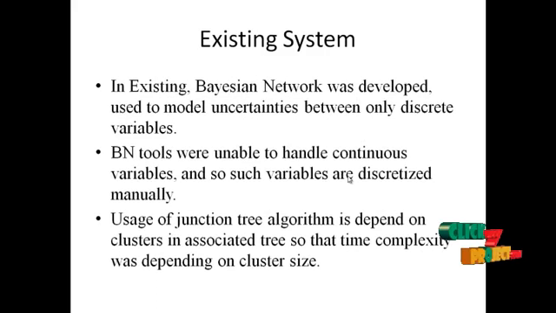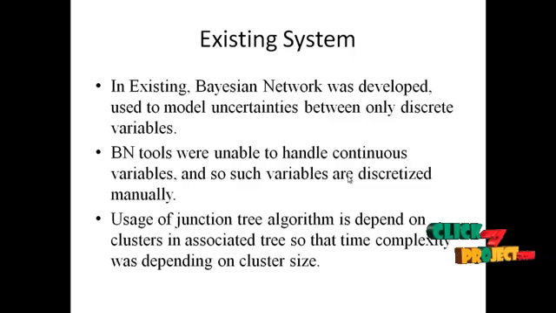In existing systems, they use the Bayesian network. It can be developed only for uncertainties between discrete variables. For continuous variables, they have to detect manually. With manual interaction, they lose accuracy, and thereby the time complexity increases.